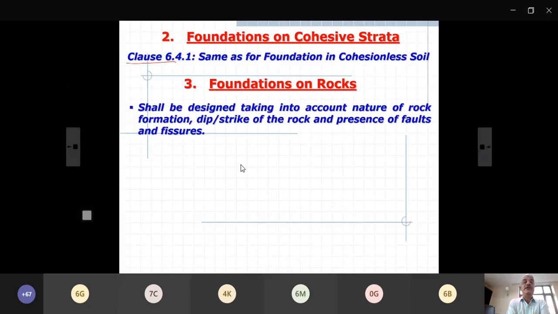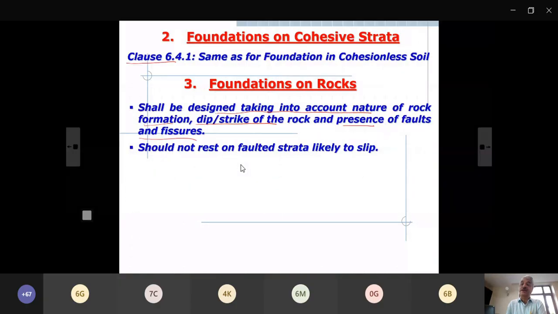It says number 1, it shall be designed taking into account nature of rock formation and other geological features like dip and strike of the rock, presence of fault and fissures. When we were talking about tunnels, if you remember last time, I said there are various features in rocks, dips and strike, presence of fault, in what direction it is dipping, it is striking across or striking in the perpendicular plane. So all this have to be taken into account for deciding the bearing capacity, which is a bit complicated than soil.